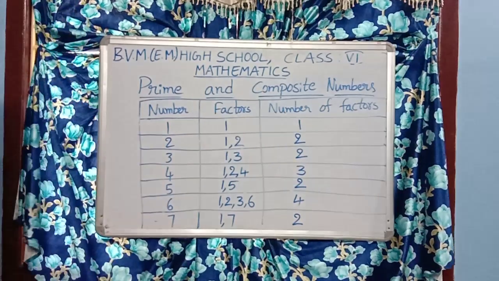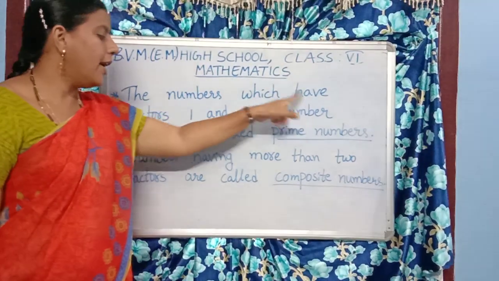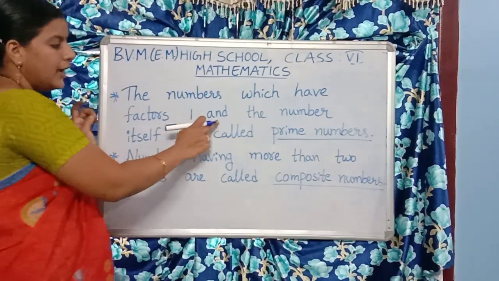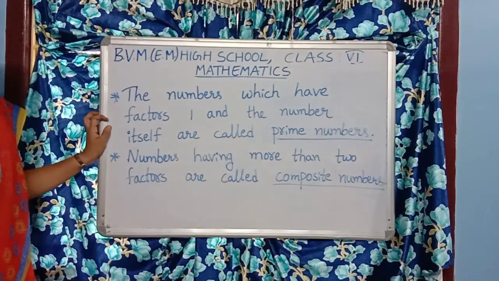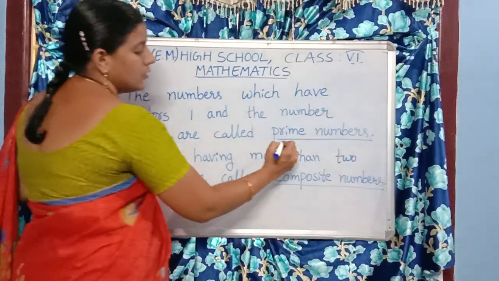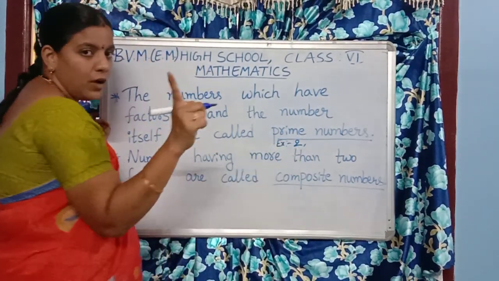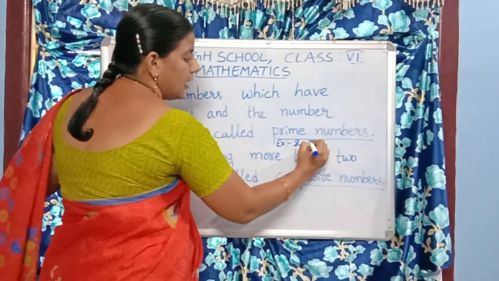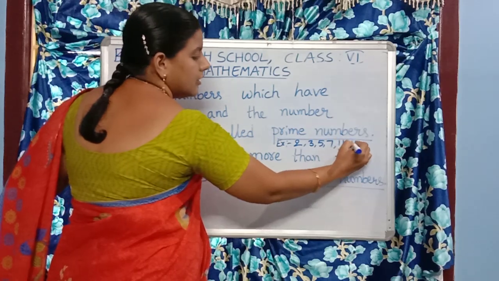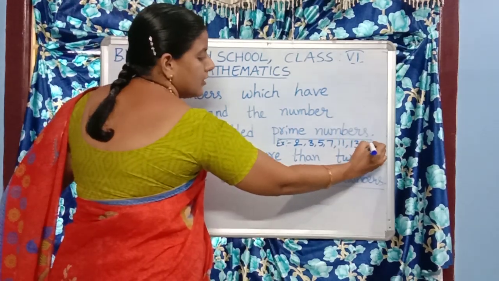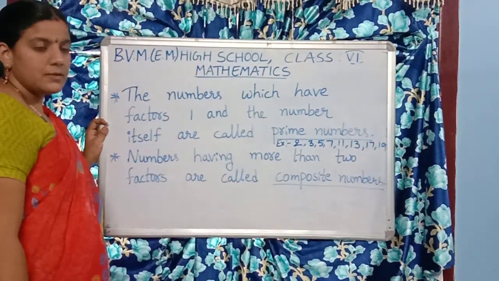Okay, children. The definition of prime numbers: the numbers which have factors 1 and the number itself are called prime numbers. What are the examples for prime numbers? Examples: 2, which has 1 and itself only as factors. 3, 5, 7, 11, 13, 17, 19. They are the prime numbers.